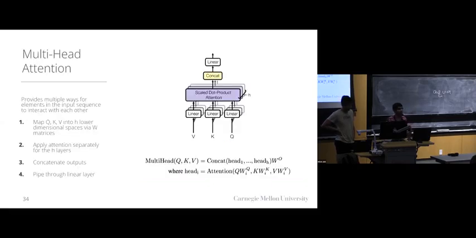Okay. So one way we can make dot product attention more sophisticated is by providing multiple ways for the query, key, and value to be chosen. How you do that is you create H different layers, and you map Q, K, and V to each of those spaces using weight matrices, and then apply attention separately on each of those H layers. At the end, you concatenate them all and apply a linear layer.